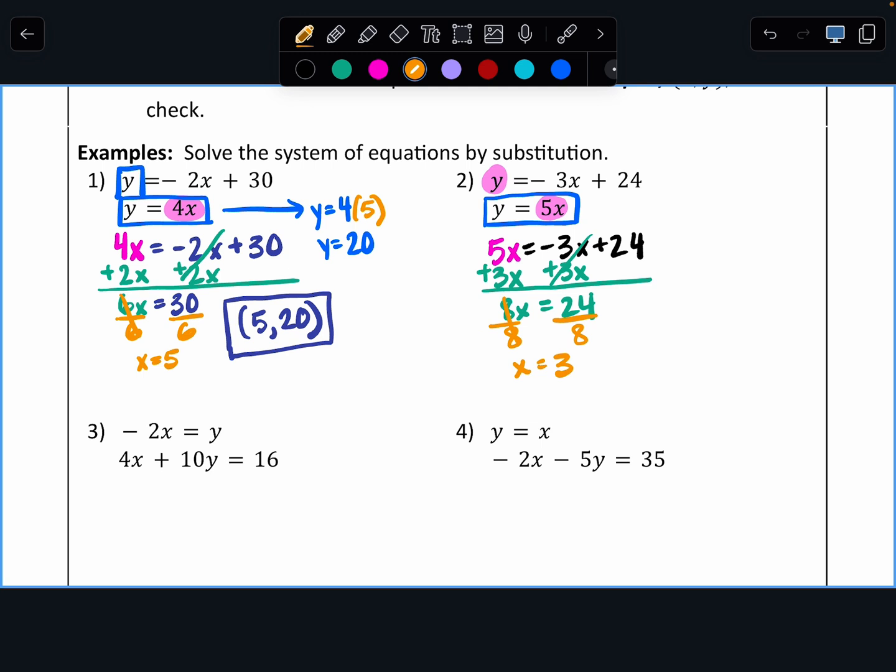And now I can plug it back into one of these two equations. I'll pick the smaller one, y equals 5x. So y equals 5 times 3, because 3 is x. So y equals 15. So my answer is 3, 15. 3 is x and 15 is y.